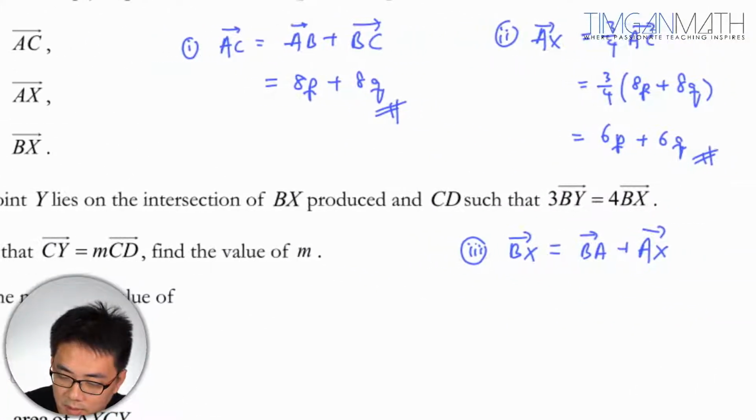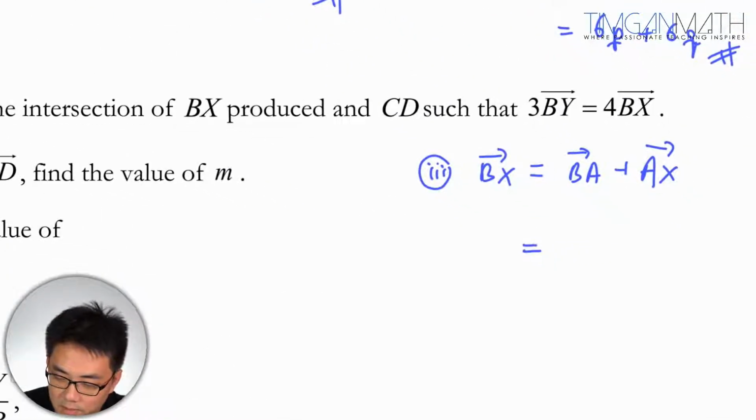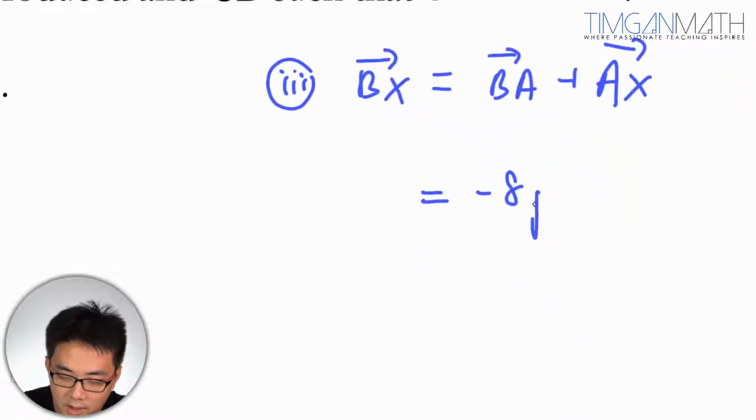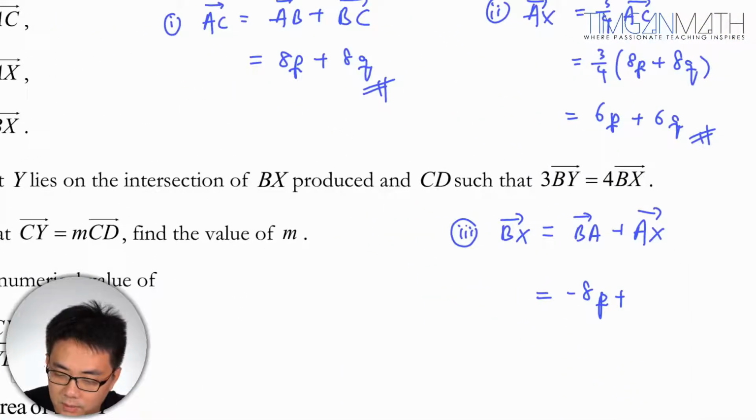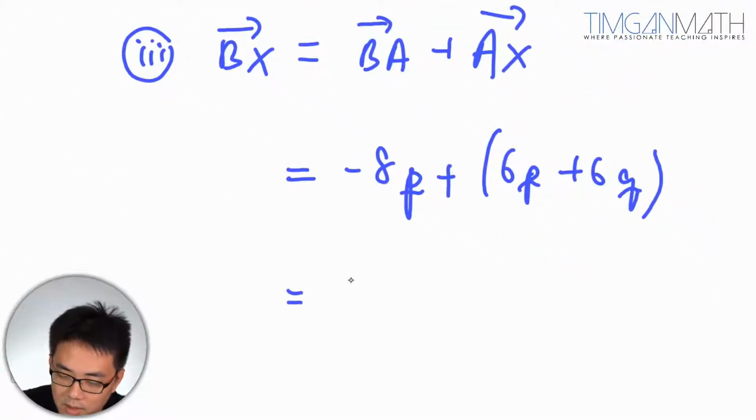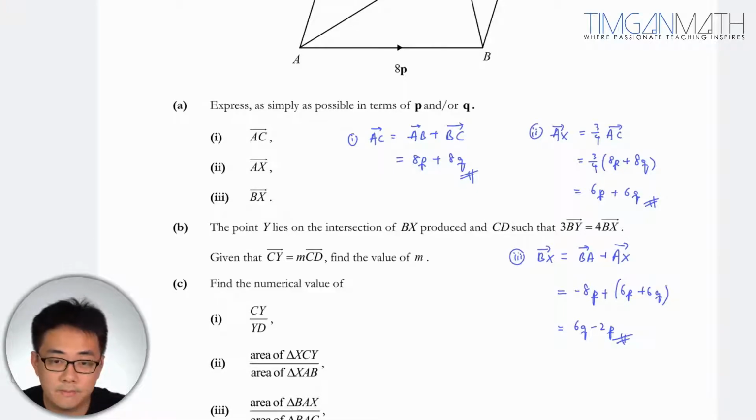Okay, A to X, we have it. AX is actually 6P plus 6Q. B to A is actually minus 8P, because it's the other direction. A to X will just be 6P plus 6Q. And in this case, what we get is actually 6Q minus 2P. Okay, so this is your B to X.